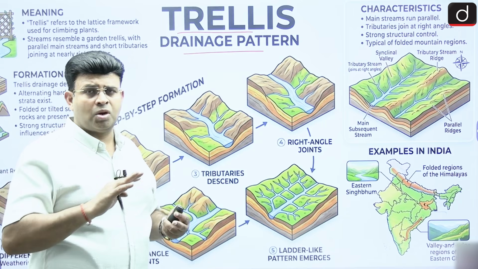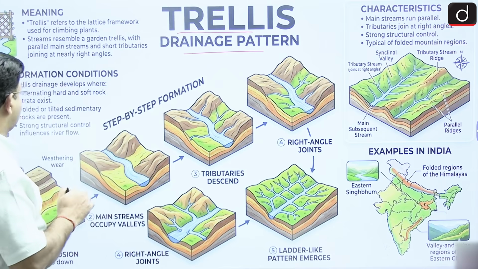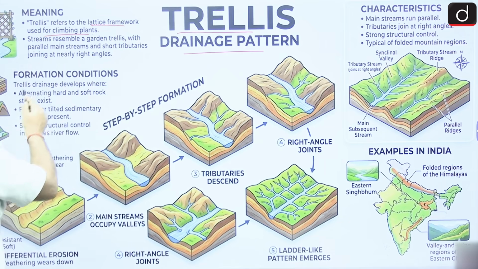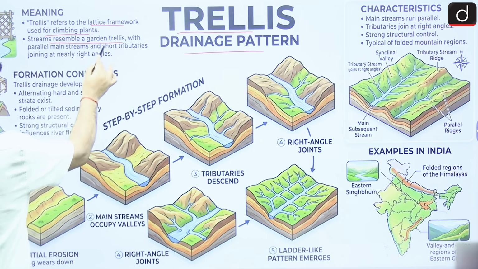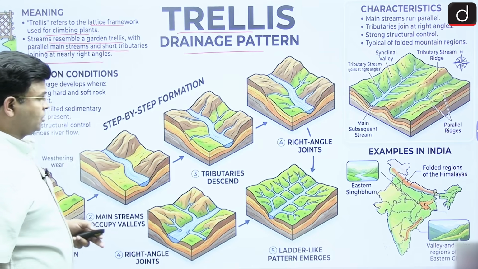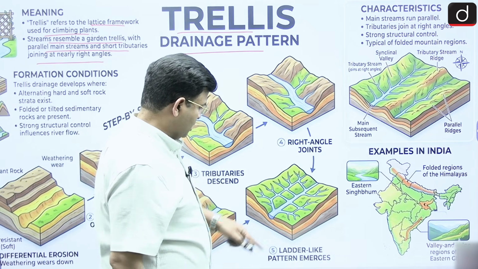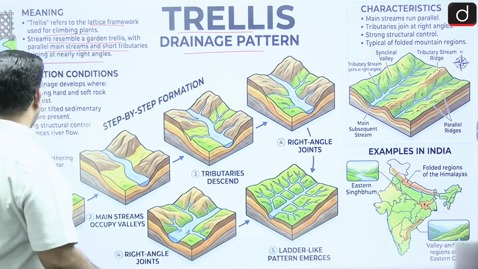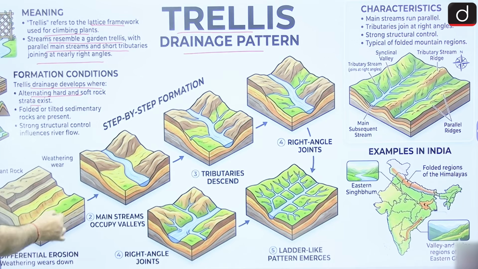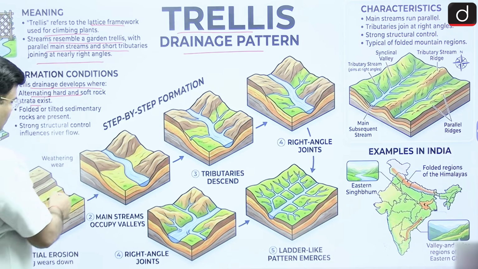In dendritic, there is no structure of the rock, but here it is structure determined. So it is very important that trellis refers to the lattice framework used for climbing plants. The streams resemble a garden trellis, with a parallel main stream and short tributaries joining at near right angles. Some tributaries are also moving parallel. Trellis drainage develops where there are alternating hard and soft rocks, which have been eroded differentially by the rivers.